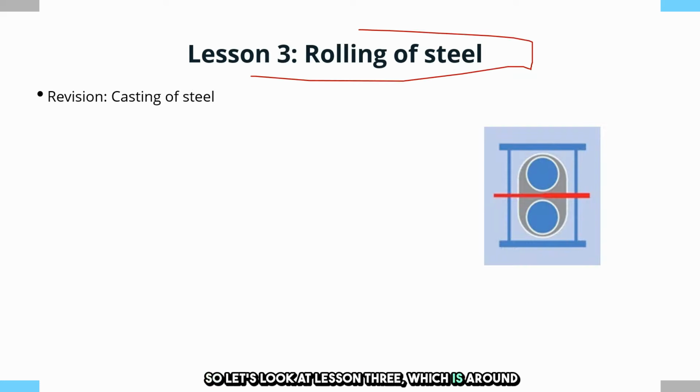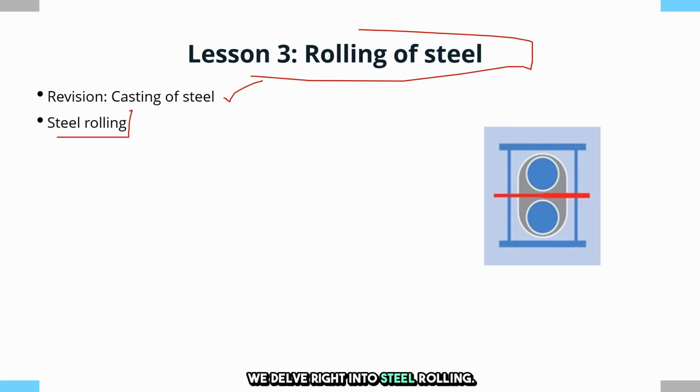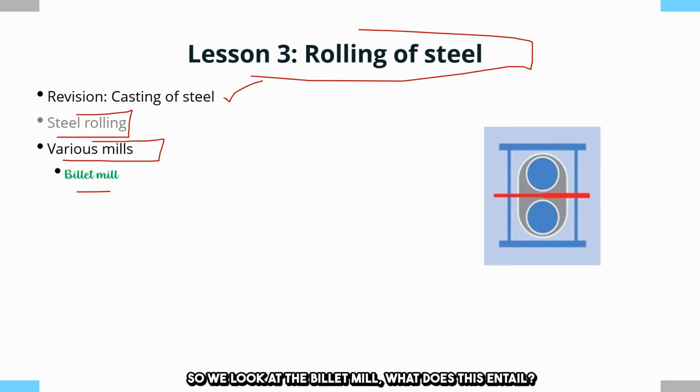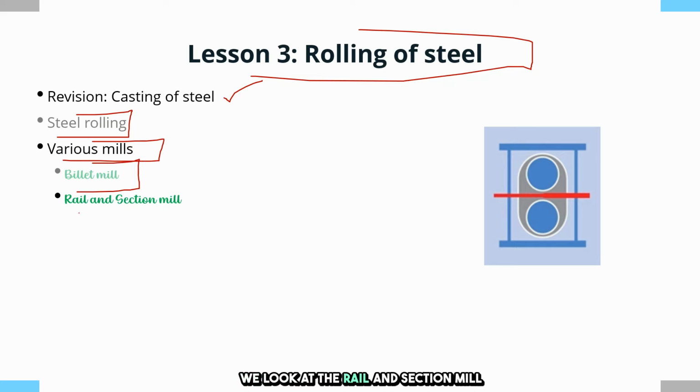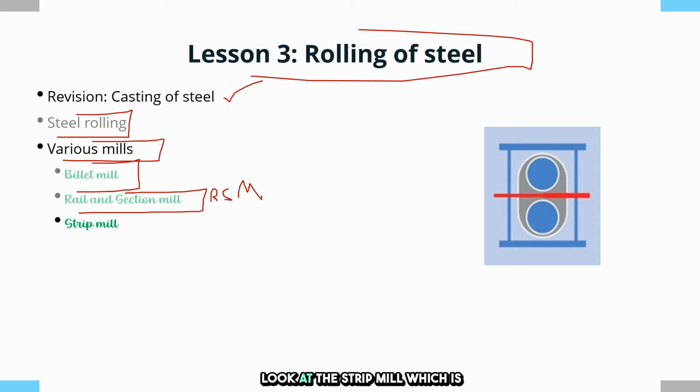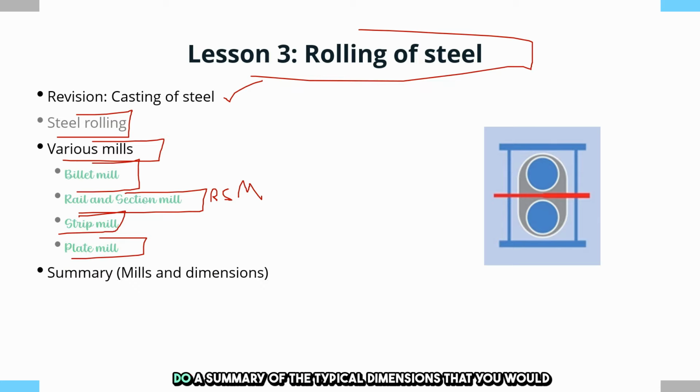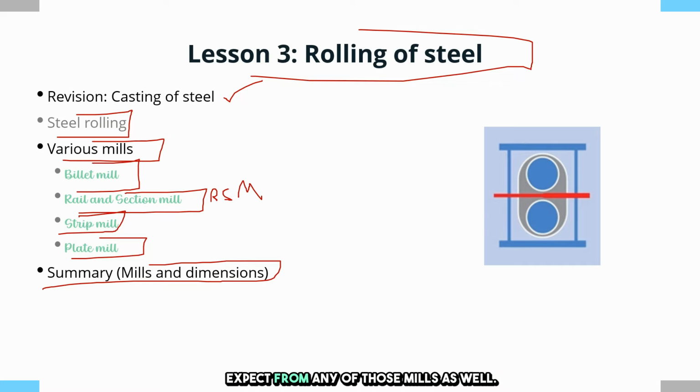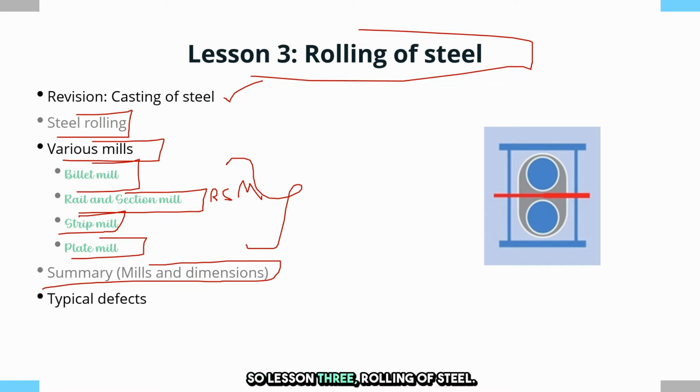So let's look at lesson 3, which is around the rolling of steel. And as a standard, we do a revision on casting of steel. And then we delve right into steel rolling. What is the rolling process of steel? And what are the various mills associated with steel rolling? So we look at the billet mill. What does this entail? We look at the rail and section mill, which is called RSM in certain spheres. We look at the strip mill, which is used to mill very thin sections. And we look at the plate mill. And then we do a summary of the typical dimensions that you would expect from any of those mills as well. So lesson 3, rolling of steel.